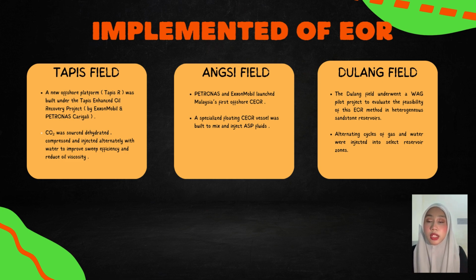And the second one is Angsi Field, also located offshore Terengganu, which is chemical EOR, which is alkaline surfactant polymer flooding. So, how is the implementation strategy? The implementation strategy is Petronas and ExxonMobil launched Malaysia's first offshore CEOR, which is Chemical Enhanced Oil Recovery. A specialized floating CEOR vessel was built to mix and inject ASP fluid, which is alkaline surfactant polymer.